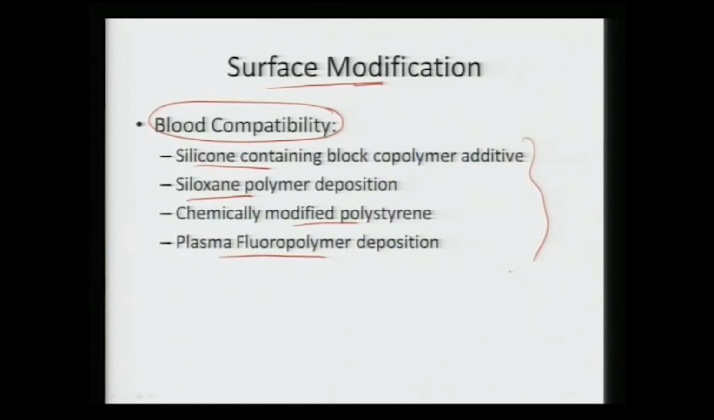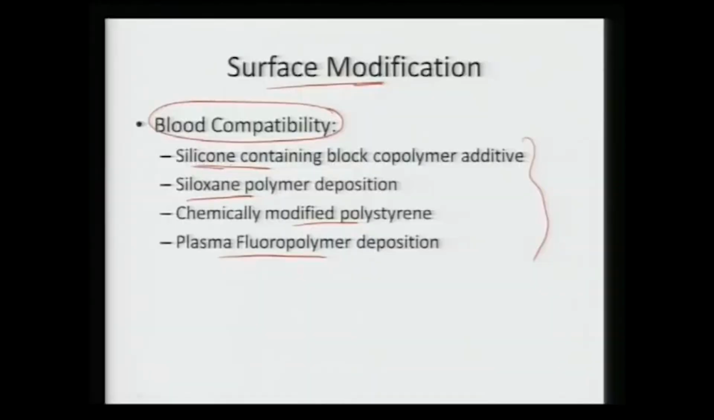These are applied as a coating onto a device material to enhance the overall interaction, without letting blood clots form or inducing thrombosis in those particular regions. Otherwise, the device can induce certain toxicity, and it can also encourage thrombosis near those regions where the device has been inserted. So, blood compatibility is induced by certain materials such as silicon containing block copolymer, siloxanes, chemically modified polystyrene, or even plasma fluoropolymer deposition.